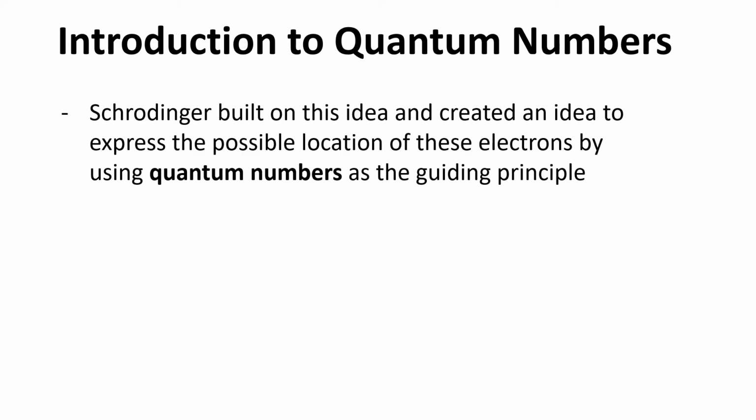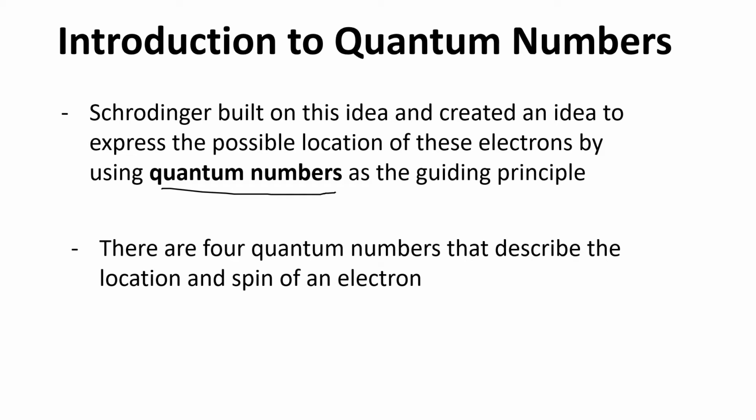So Schrödinger built on this idea and created an idea to express the possible location of these electrons by using quantum numbers as the guiding principle. There are 4 quantum numbers that describe the location and spin of an electron.